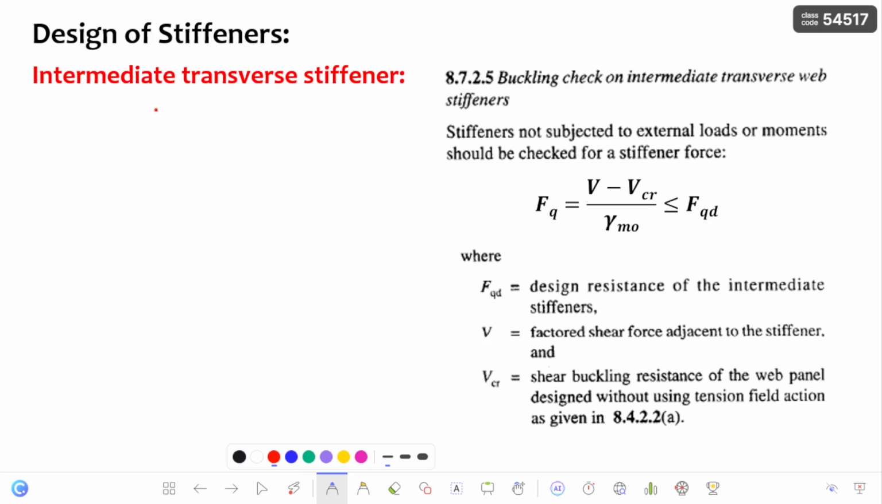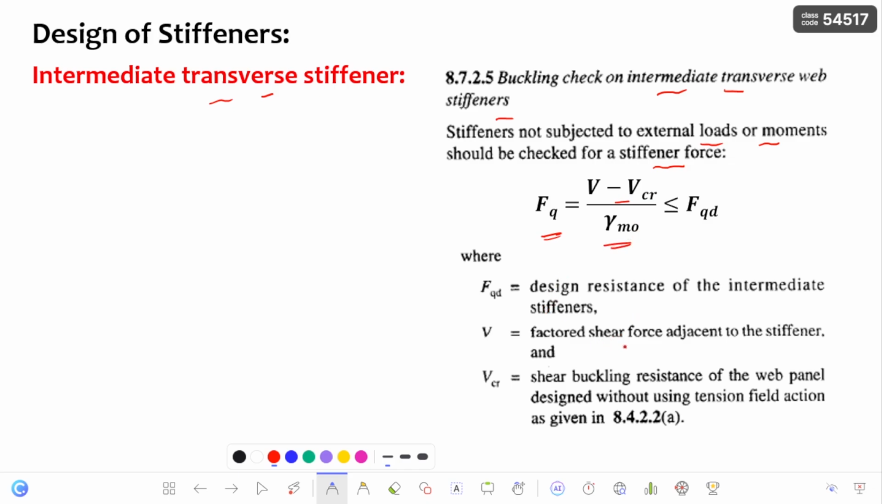Next, coming to the other codal provision regarding the intermediate transverse stiffener, here is the buckling check on intermediate transverse web stiffeners. The stiffeners not subject to external loads or moments should be checked for a stiffener force. So whether the stiffener is not subjected to external loads or moments, at that time also you have to check for the minimum external force, so that it has the capacity to resist that minimum external force, that is, Fq is equal to V minus Vcr by gamma M0.